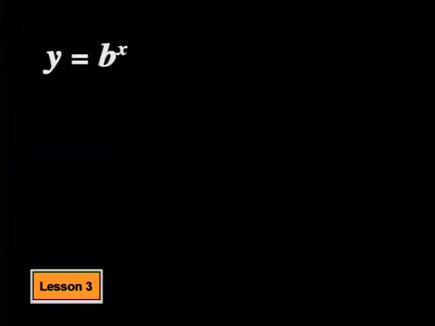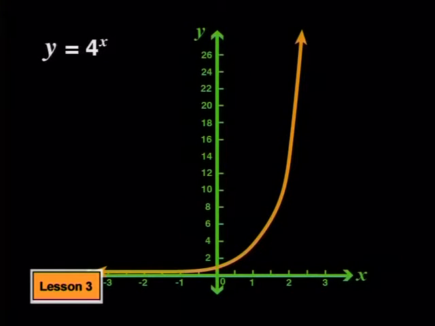Now we are ready to change the base b of this function to other values. Let's choose to make b equal to 4. I will leave you to plot this graph for yourself using a table of values. This is the graph you should find. The graph of y equals 4 to the power of x.